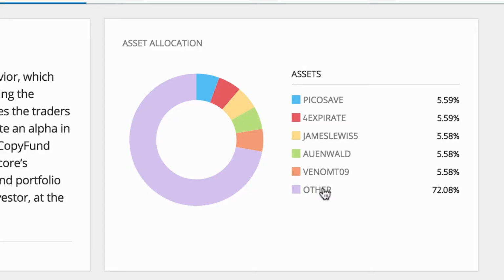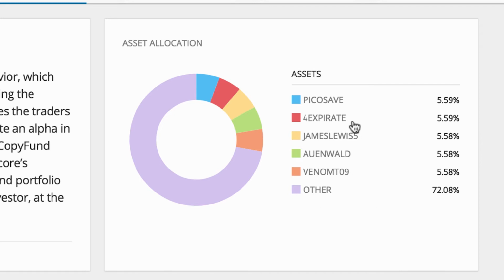So PicoSave has 5.59%, Forex Pirate 5.59%, James Lewis 5.58%, and so on, and other is 72%. So 72% is made up of the other 45 traders, because there's 5 listed there, and it says it has 50. Because eToro is managing it, they're looking at this and they're saying we've set risk scores and parameters. As long as these 50 guys stay in it, we're good. If anyone moves out of it, periodically they're going to look at this and they might change it.